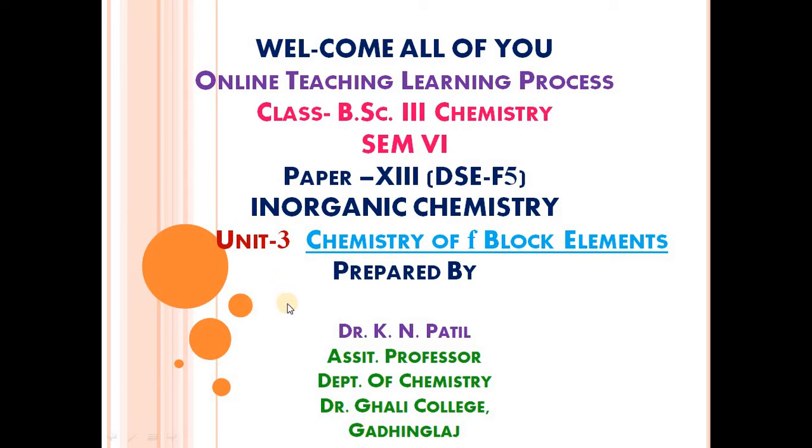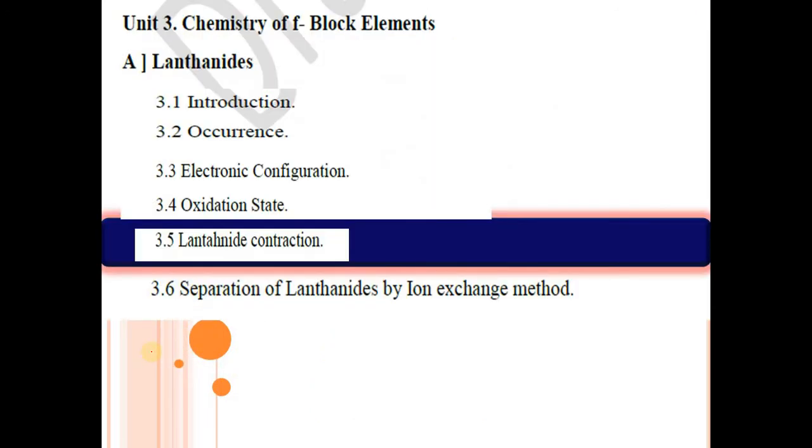We have started paper number 13, inorganic chemistry, in which we have seen unit number 3, chemistry of f block elements. From this unit number 3 we have started part A, lanthanides, and in our last video we have seen electronic configuration of lanthanides and oxidation state of lanthanides, and in this lecture we will see lanthanide contraction.